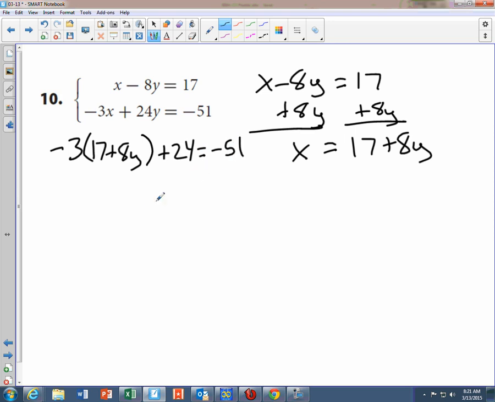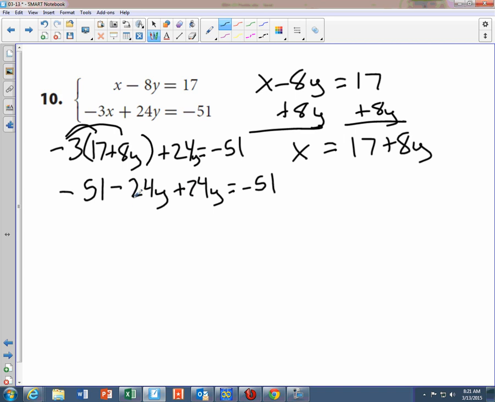Okay, step 3 says to solve for that variable. I feel like I left something out, did I? Does anybody see something I left out? I made a tiny mistake. I left out a y after the 24. All right, negative 3 times 17 and negative 3 times 8y gives me negative 51 minus 24y plus 24y equals negative 51. Anybody seeing something here?